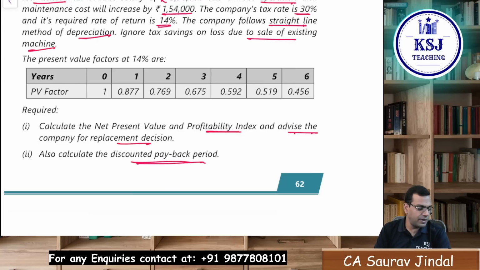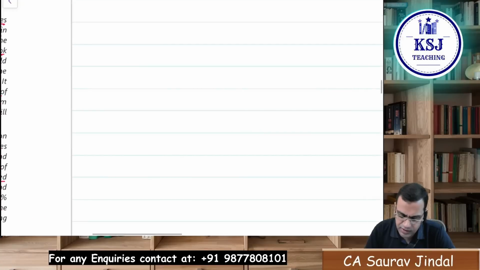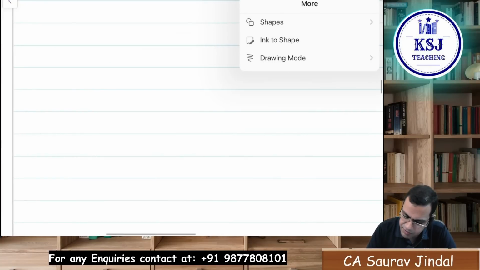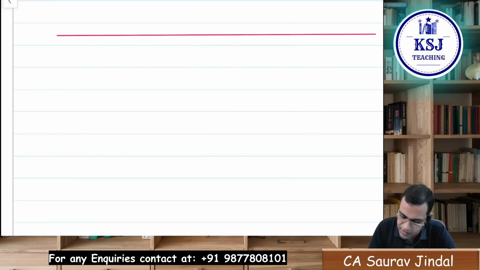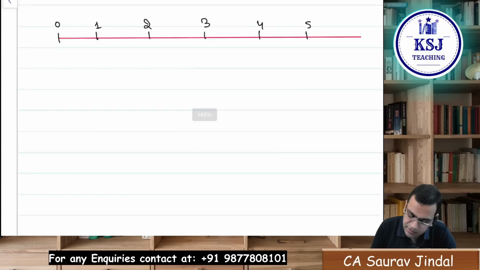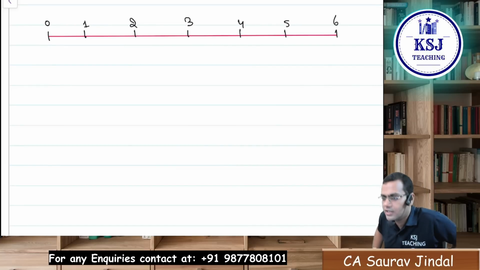So I will prepare what? I will give you a timeline of this. As we have been doing the capital budgeting questions, we always prepare a timeline, sir, isn't it? So the same thing we are going to follow here also. For 6 years, we are going to prepare a timeline. This is your 0 period, this is your first period, second period, third period, fourth, fifth and sixth period. So I'm going to prepare a timeline. What all things will be there at 0 period?